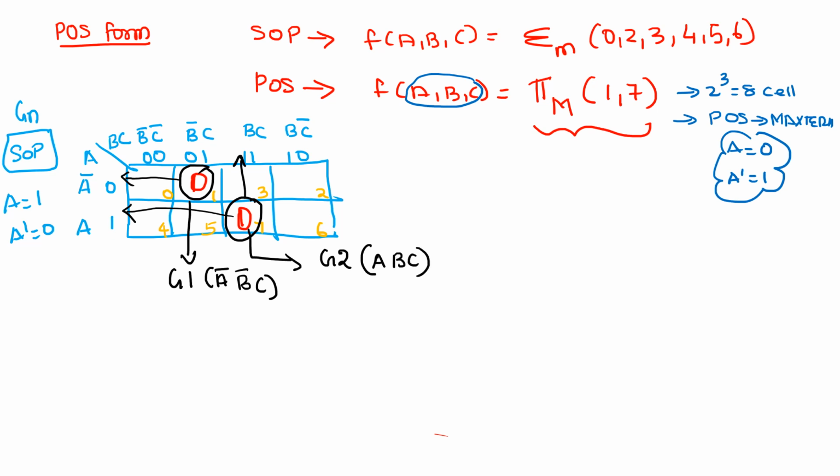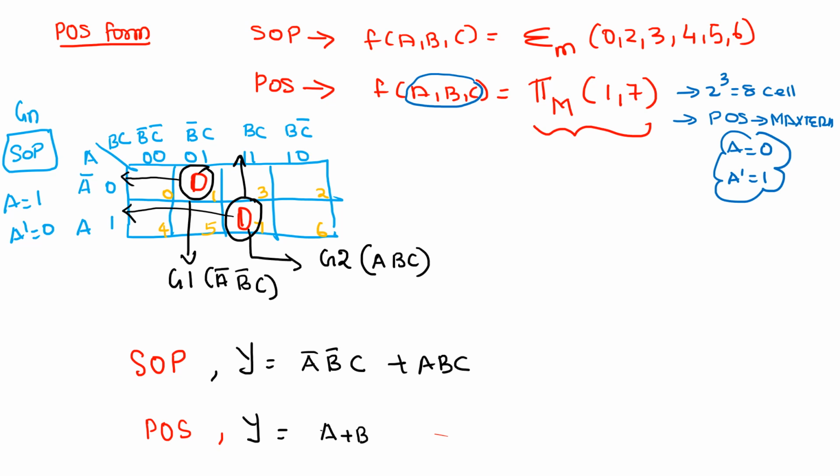So the output for this would be in the form of Y is equal to A complementary B complementary C plus A B C. But it is to be noted that I have written it in the form of SOP. But you have to be very mindful in converting into POS, and that is nothing but Y is equal to A plus B plus C complementary into A complementary plus B complementary plus C complementary. So this is nothing but the POS expression. And now we have to convert this expression into gates.